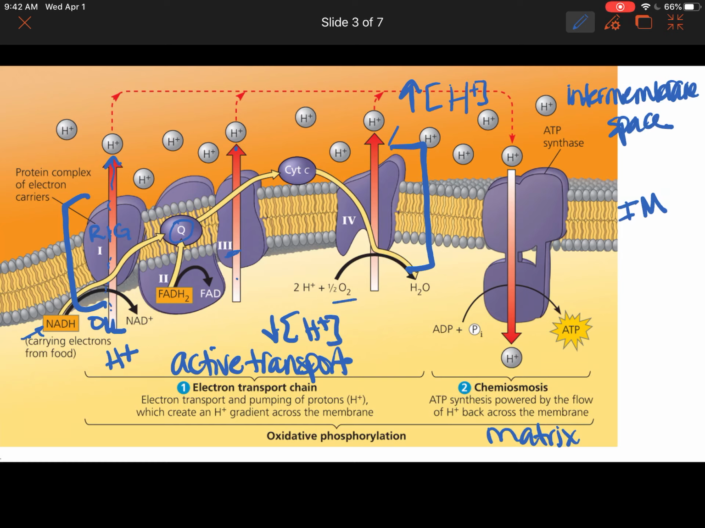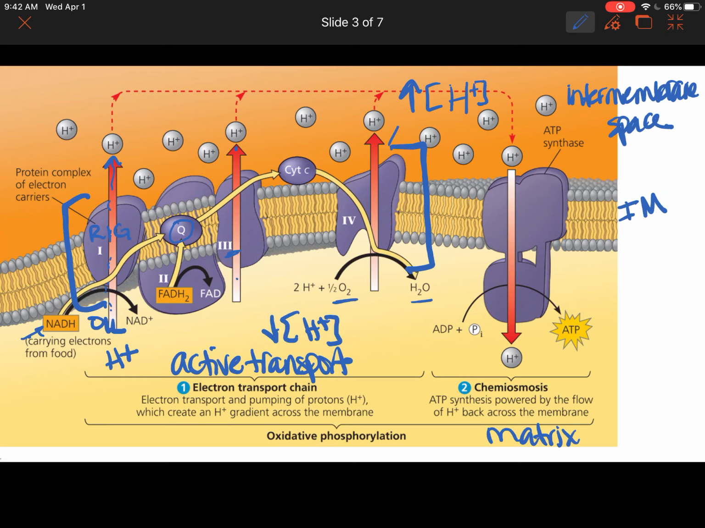Well, what's waiting on them at the end of their journey? Oxygen. So those electrons combine with hydrogen and oxygen to form water. Okay? Well, what about this FADH2 in complex number 2? Remember I told you in lecture 3 that FADH2 is an electron transport molecule.